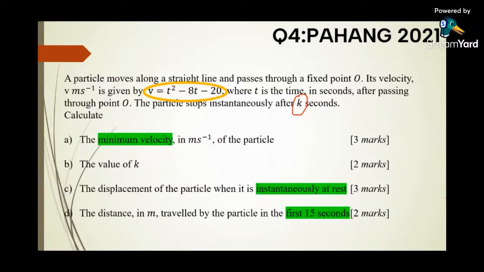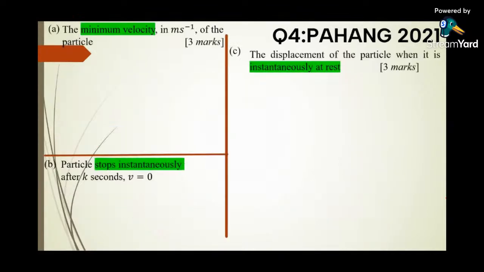Kita tengok mana yang boleh laju, kita lajukan. Okay, minimum velocity. Again, kalau ada minimum, kita cari apa? Differentiation. Clue is, kalau ada minimum, kita kena differentiate. Jangan differentiate saja, but then we have to equate to 0. Dia ulang yang sama kan?